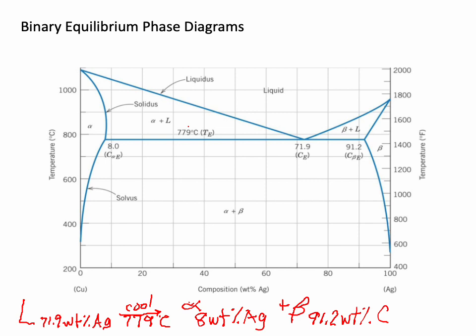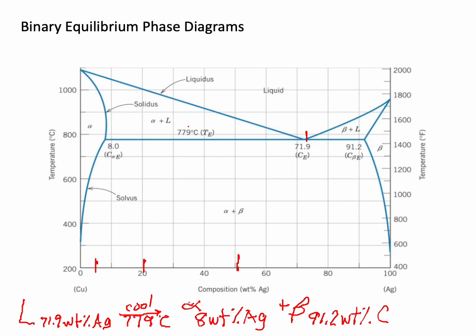So all of my information about that reaction is here: the names of the three phases, the compositions of the three phases, and the temperature at which that happens. So we're going to look at a couple of different compositions. We'll look at 5%, 20%, and 50%. And then we'll also look at the eutectic composition, 71.9%.